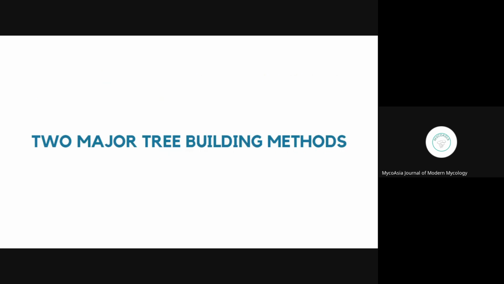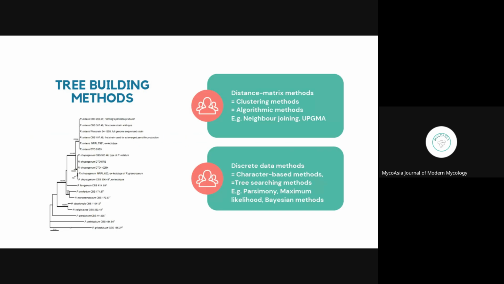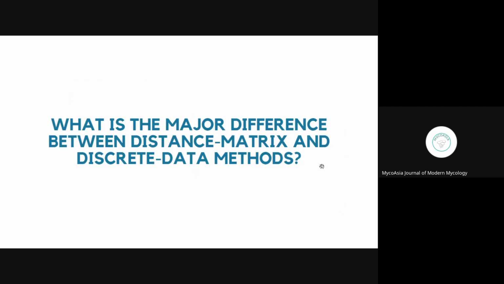There are two major tree building methods. A tree building method is a method by which you generate trees using the data set. The first one is distance matrix methods. The second one is discrete data methods. I'm going to explain that.